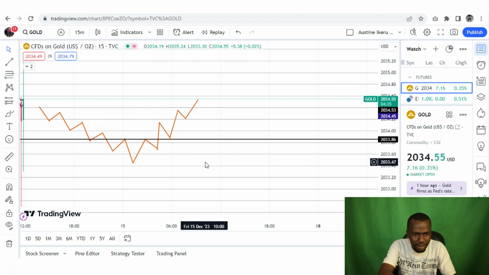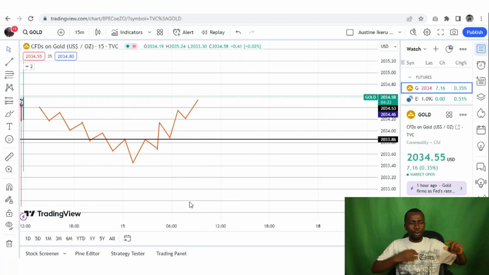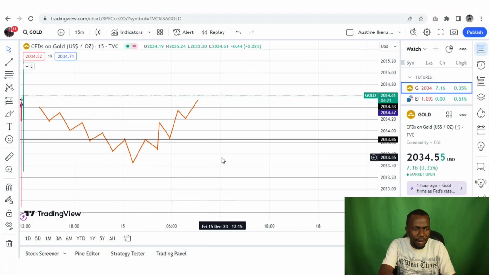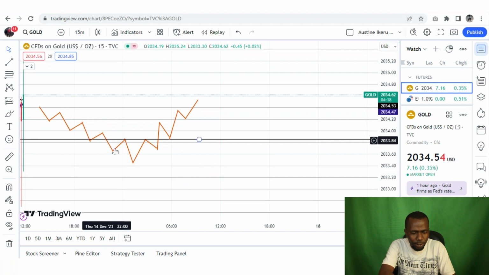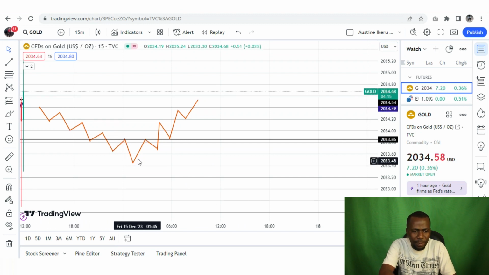So like I said, this pattern is so powerful that it generates over 85% win rate, once you know how to identify it. So clearly you can see that formerly the price was in a downtrend, then got to this point, formed the inverse head and shoulder pattern, and then the price reversed and started a new uptrend.